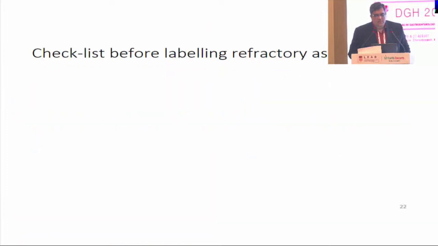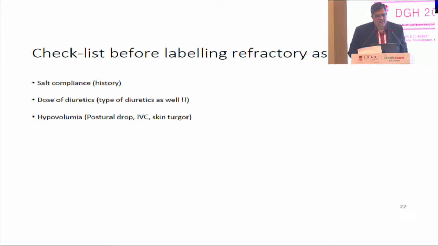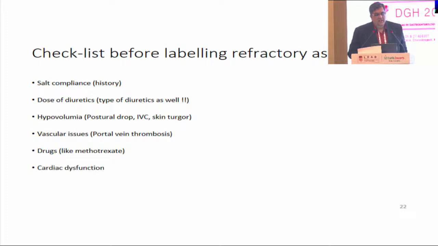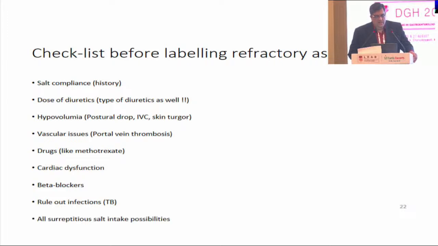So the checklist before we label anybody as refractory ascites: salt compliance on history, dose of diuretics, hypovolemia, vascular issues like portal vein thrombosis, look for drugs like methotrexate, cardiac dysfunction, beta blockers have to be stopped, rule out infections like tuberculosis in our case, all surreptitious salt intake possibilities, and it's a good idea to taste everything that the patient eats before we label this patient as refractory ascites, when you have exhausted the list.